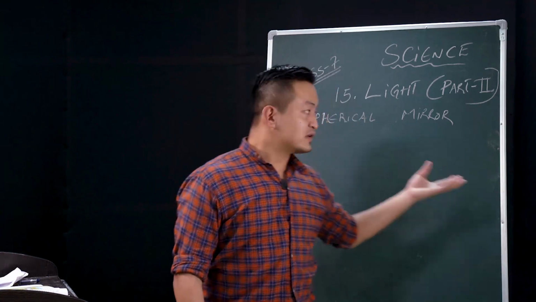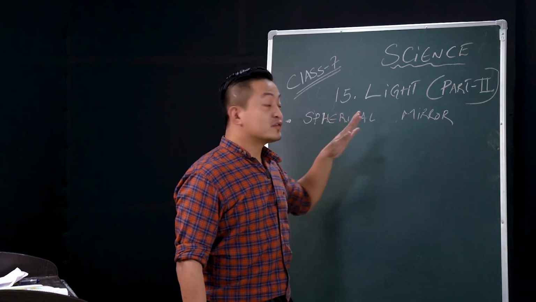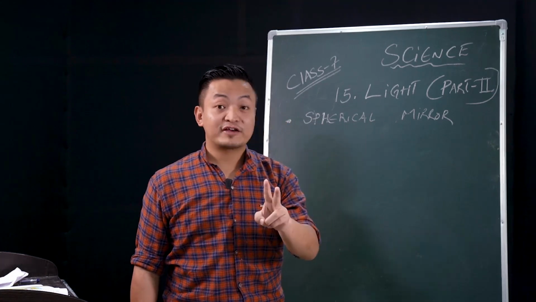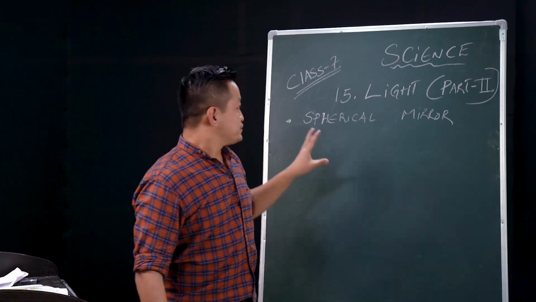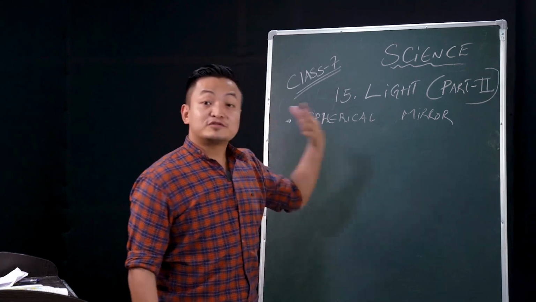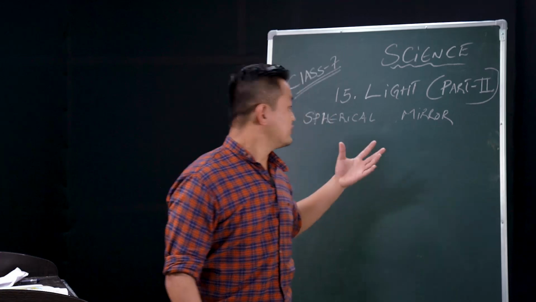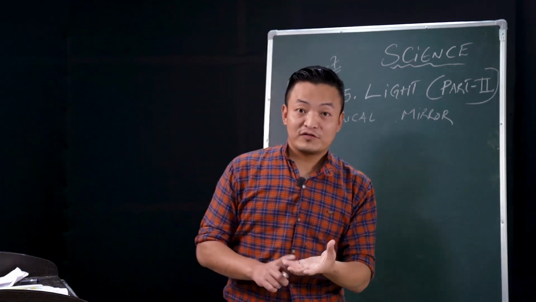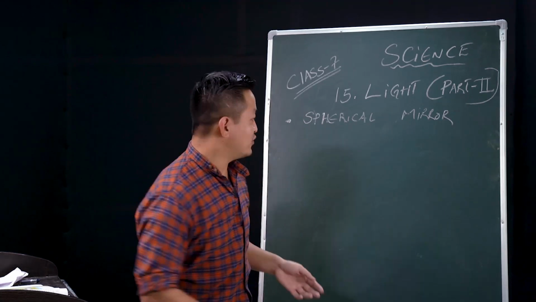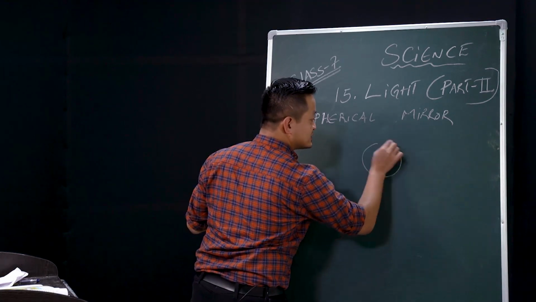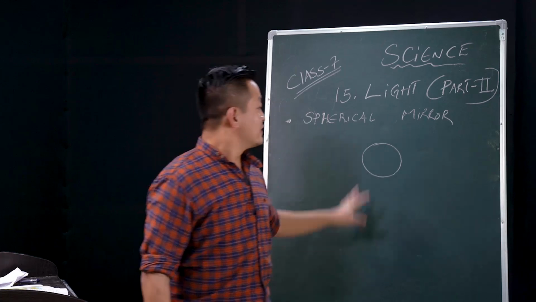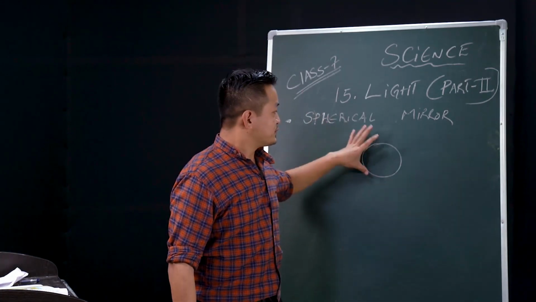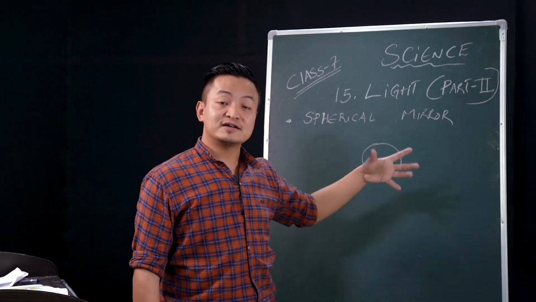Spherical mirror, depending on the surface, we have two types: concave mirror and convex mirror. To help you understand better, I'll give you an example. You can take the example of a tennis ball. It is just a tennis ball, but you have to imagine that this is a glass.